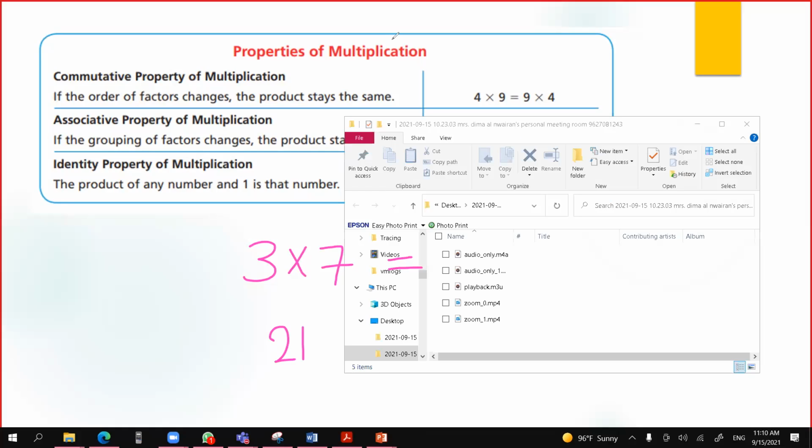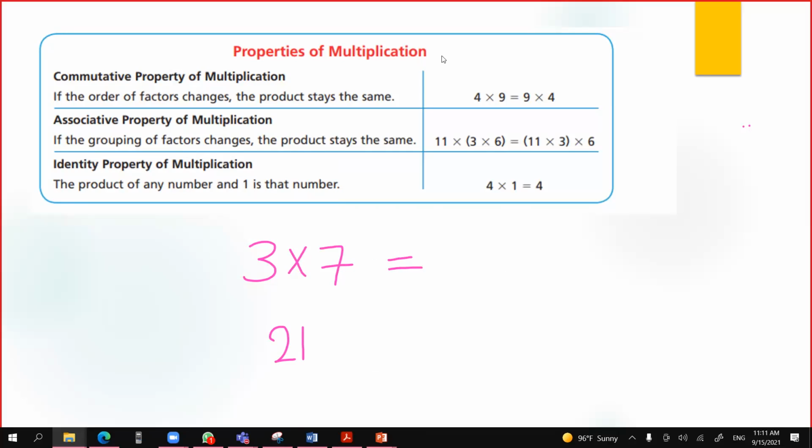Now, what about if you change the order? If you put the 7 first, and then the 3. Will you get the same answer? Yes. So here, one of the properties of the multiplication is that if you change the order, the product still the same. Now, what about the associative here?